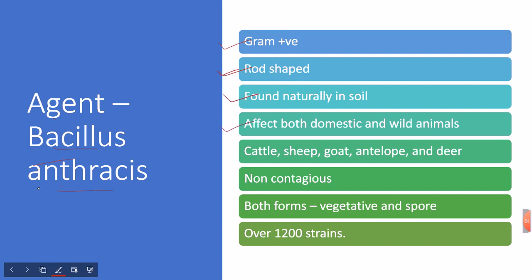They affect both domestic animals and wild animals, from sheep, cattle, goat, antelope, and deer. They affect the wild animals living in the forest as well.